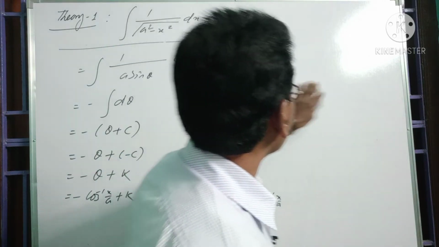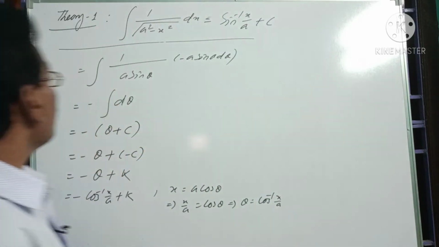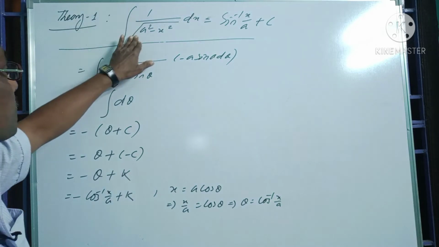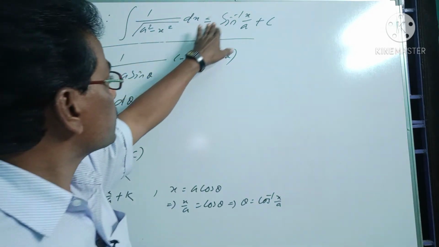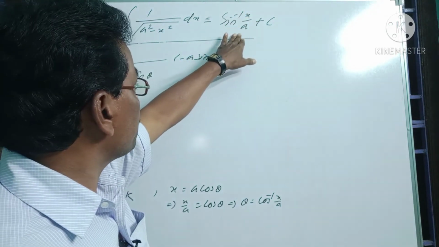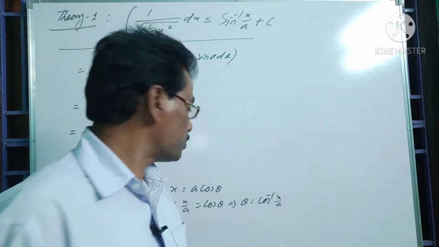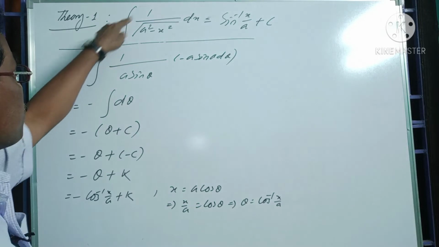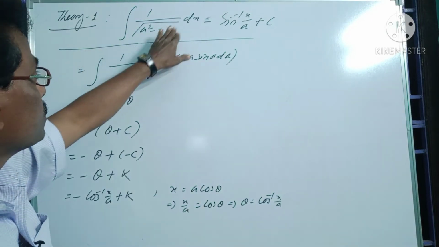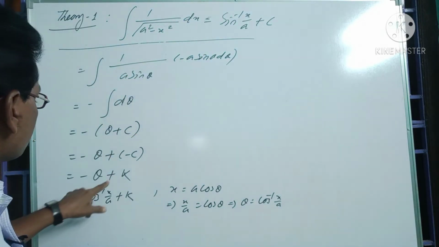In the first process of integration, we got the integration of 1 by root of a square minus x square with respect to x is equal to sin inverse x by a plus c. Again, the second time, after substituting x is equal to a cos theta, we also got the integration of 1 by root of a square minus x square with respect to x is equal to minus cos inverse x by a plus k.